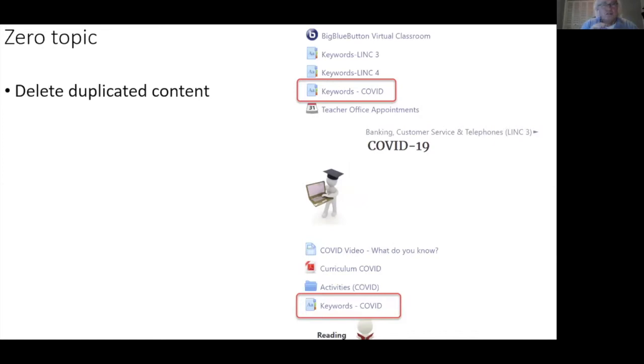So another thing that you should be aware of in your courses, and it's more common than you would think. Up top here, this is the zero topic up here. And you'll see I have keywords COVID. And I have the glossary for the COVID unit up here. For some reason, I put it there in the first week. But all I have to do now is remove that because I already have that in the COVID unit. I wasn't even aware of it until I started looking at cleaning up. So it's basically just cleaning up what's going on. So I removed this one because it was already here.